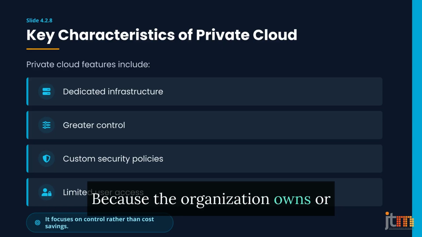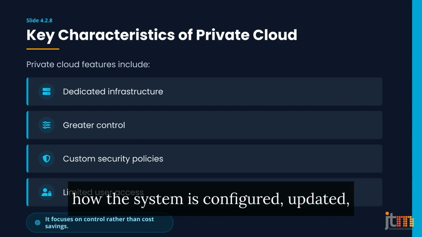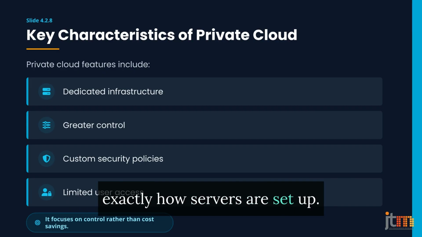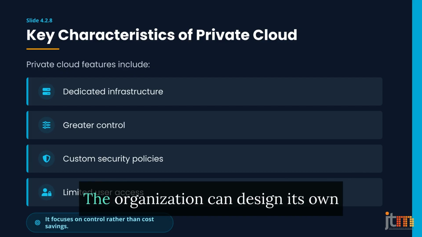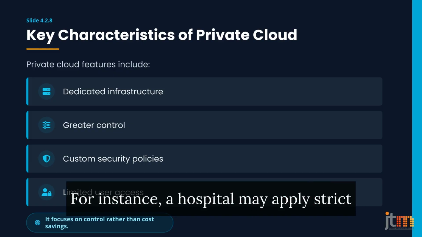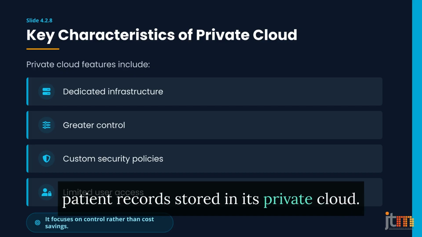The second feature is greater control. Because the organization owns or manages the infrastructure, it can decide how the system is configured, updated, and monitored. For example, an IT team can choose exactly how servers are set up or when maintenance is done. Next is custom security policies. The organization can design its own security rules based on its needs. For instance, a hospital may apply strict encryption and access rules to protect patient records stored in its private cloud.